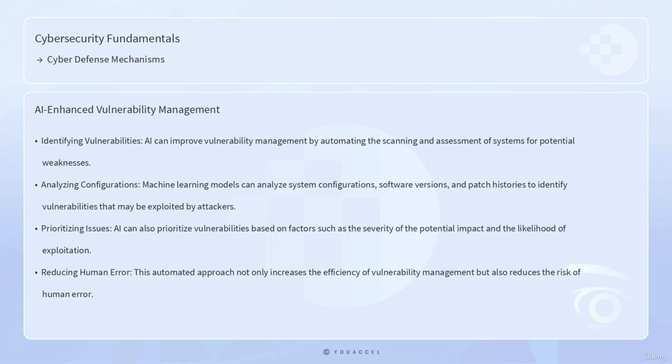AI can also prioritize vulnerabilities based on factors such as the severity of the potential impact and the likelihood of exploitation, enabling organizations to address the most critical issues first. This automated approach not only increases the efficiency of vulnerability management, but also reduces the risk of human error.